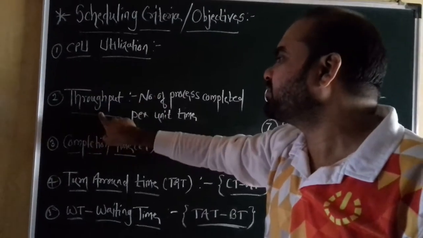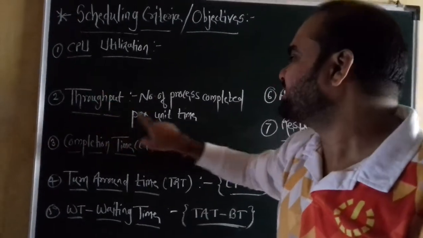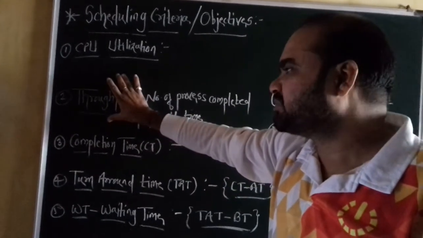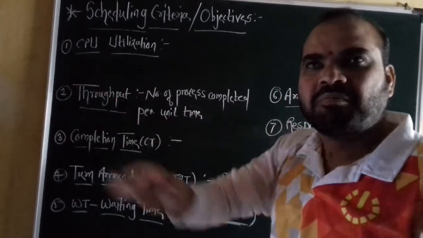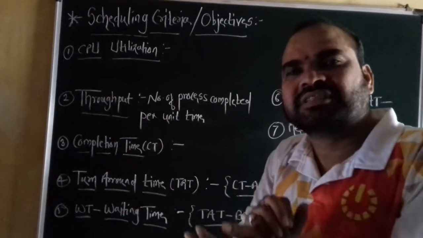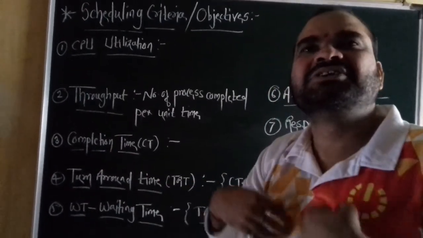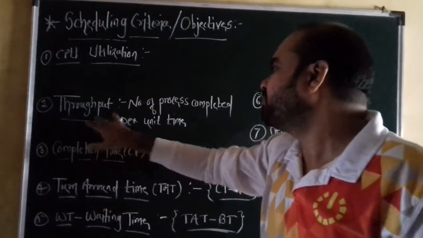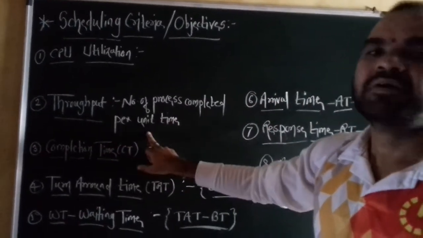Now the second point is throughput. Throughput means what exactly? The number of processes completed per unit time. Whenever a number of processes come into the machine, those processes are completed in a particular time. That is exactly throughput. Throughput is the number of processes completed per unit time.